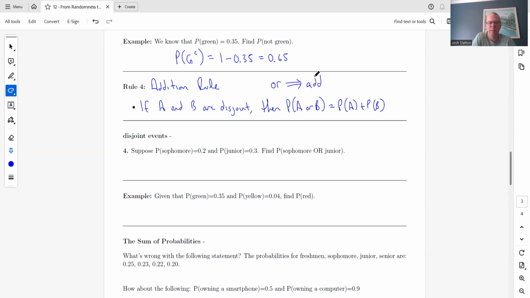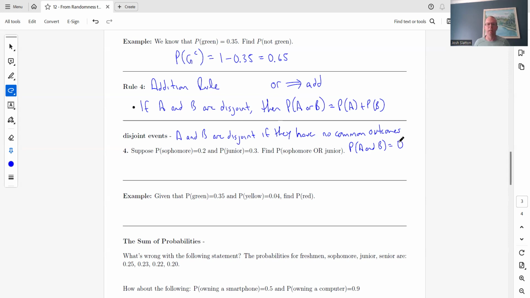Now, we'll talk in the next chapter about what if they're not disjoint. But for now, the problems you'll see in this chapter, you can assume they're disjoint. Let's define what disjoint even means first. A and B are disjoint if they have no common outcomes. Or to state this in terms of probability, the probability of A and B equals 0.